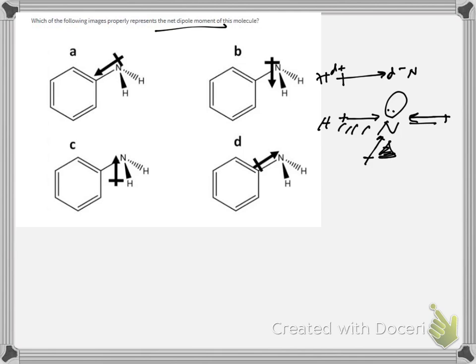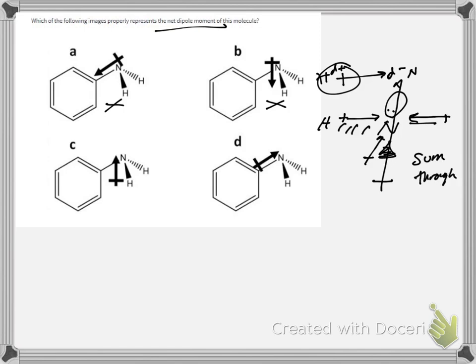And so what we have to do is take a look at these renderings and say, okay, well, A and B are wrong because it's showing a partial plus at nitrogen instead of the hydrogen. So A and B are wrong right off the bat. And the question is, well, which one's correct, C or D?